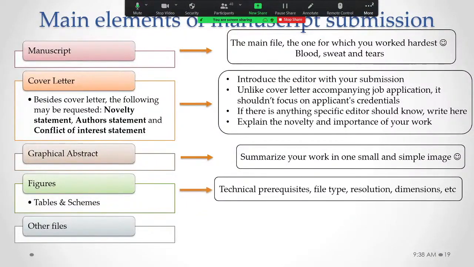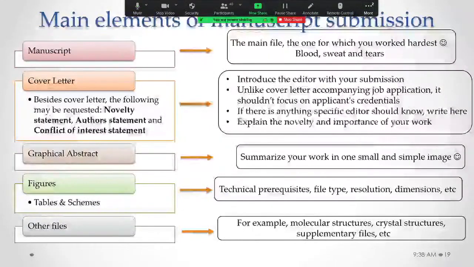Together with the manuscript, cover letter, and graphical abstract, you will have to submit all of your figures. You can submit your tables and schemes separately, or they can be in the main manuscript file. You can also submit other files. For example, in material science or computational material science, you can submit files which contain optimized structures of the molecules or crystals which you have subjected to a set of calculations. For example, experimental scientists dealing with XRD can submit crystal structures which they have found using the XRD equipment.